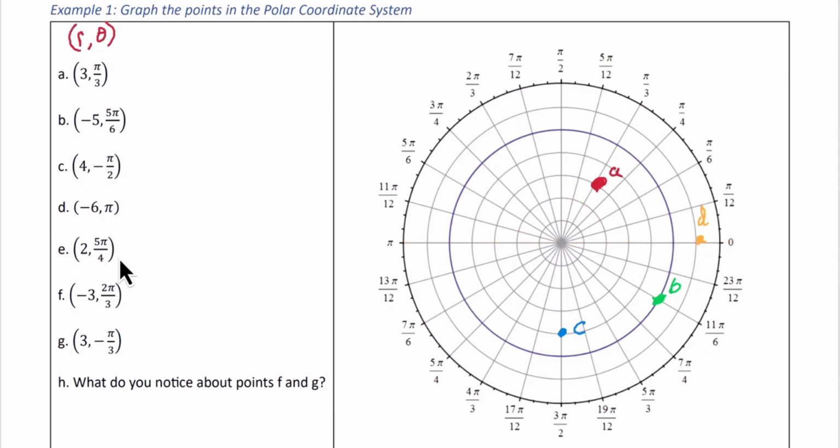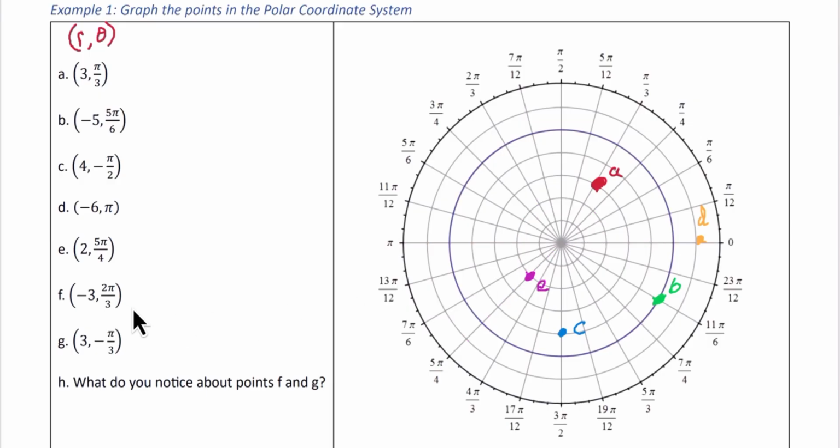E is 2, 5 pi fourths. Again, starting on the polar axis, we will sweep out 5 pi fourths. This is the terminal side. And we're looking for r to be 2. So that's 1, 2 on the terminal side. We have our point E.